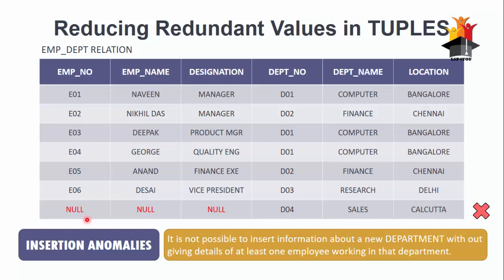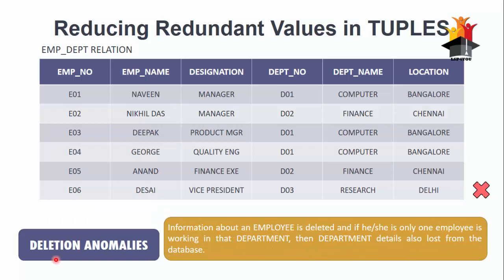So this is insertion anomaly. Deletion anomalies: information about an employee is deleted, and if he or she is the only employee working in that department, then the department details also will be lost from the database. Here in the department D03, that is research, only one employee, Desai, is working. If the details of this employee are deleted, maybe because of retirement or transfer, the details about the department also will get deleted.